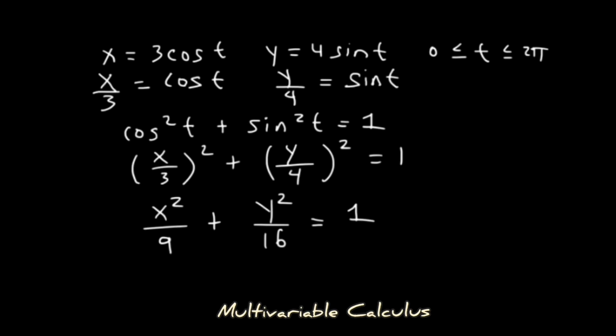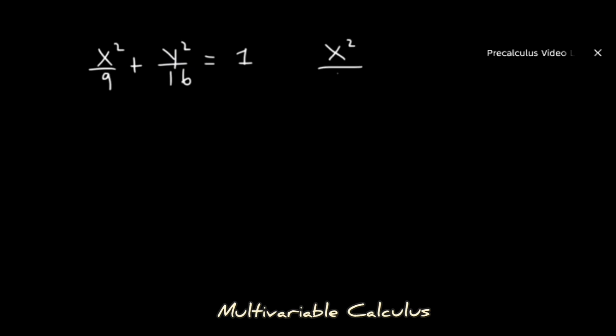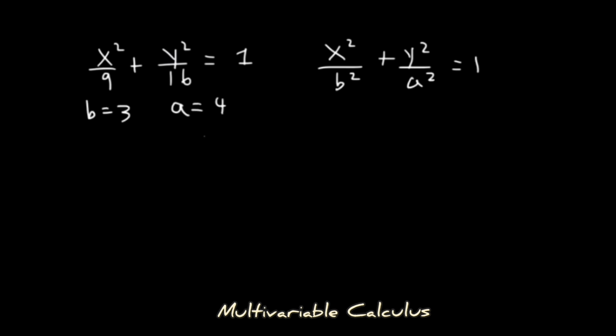So now, how do we graph an ellipse? So let me rewrite this. The general equation for an ellipse in this form is going to be x squared over b squared plus y squared over a squared, which is equal to 1. A is the large number. If 9 is equal to b squared, that means b is 3, and the square root of 16 is 4, so a is 4.